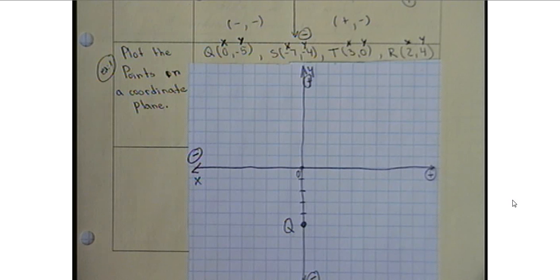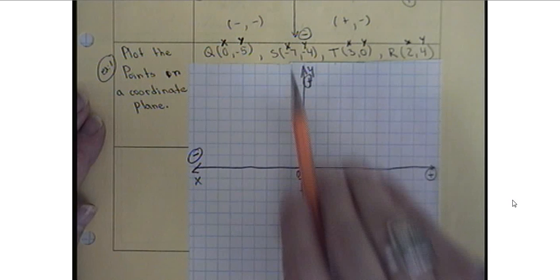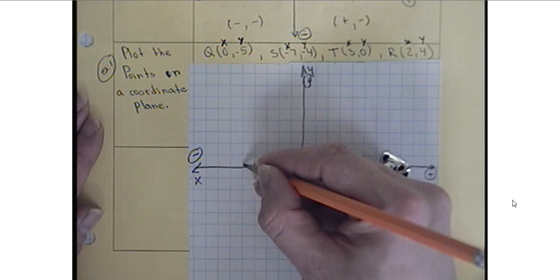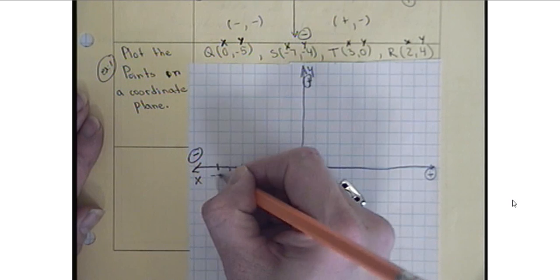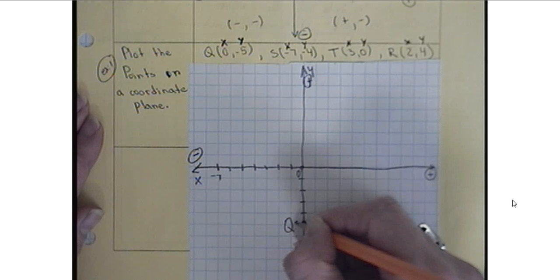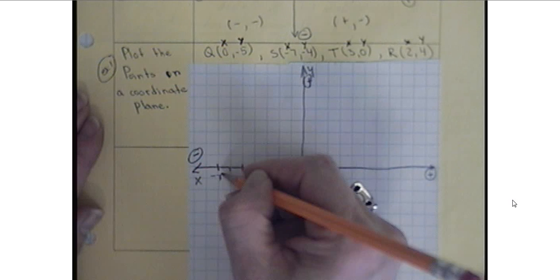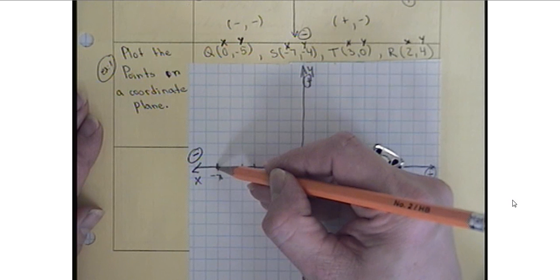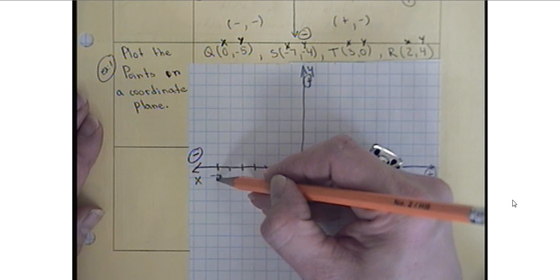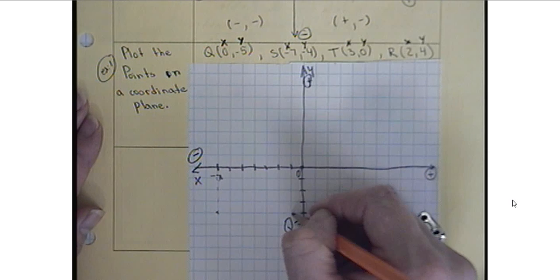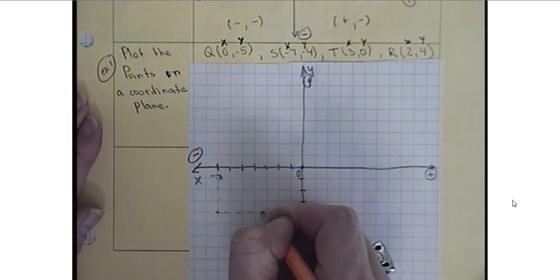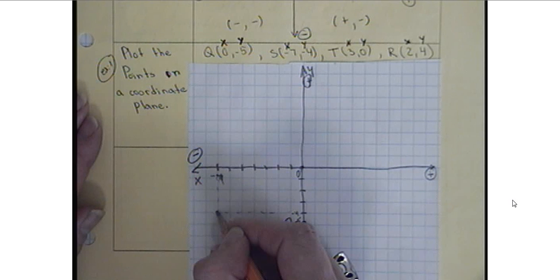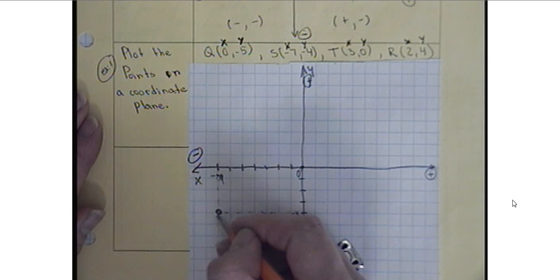Next one, we have S, which is negative 7 for x. So we have 1, 2, 3, 4, 5, 6, 7. This is negative 7. We can put negative 5 here. Negative 7 for x. And then negative 4 for y. So from here, now we have to go 4 points down. 1, 2, 3, 4, because this is negative 4, right? So negative 7 for x, negative 4 for y. It means the location of point S will be right here.